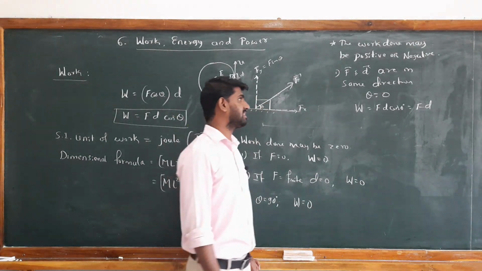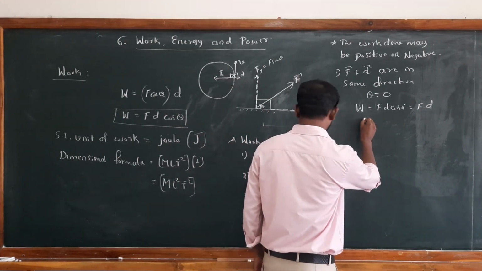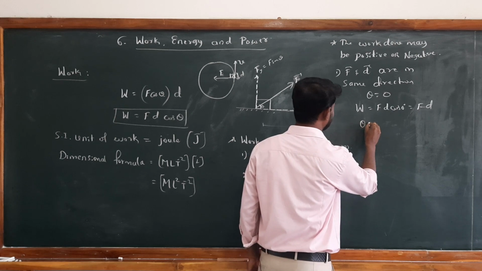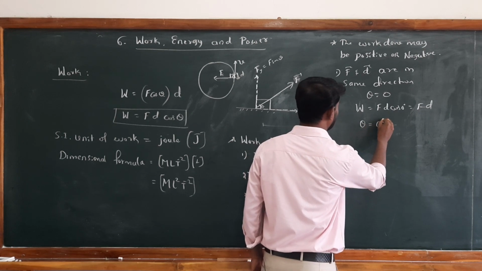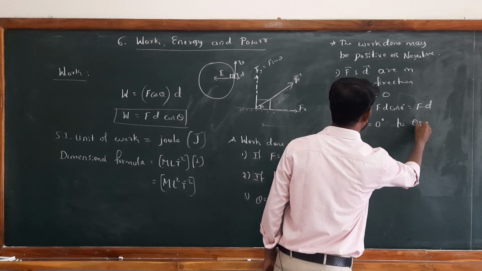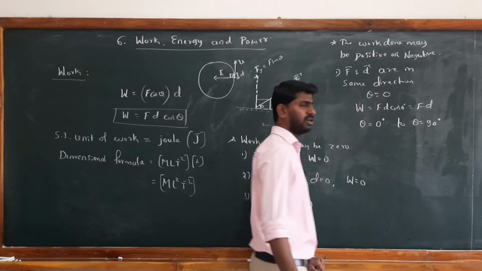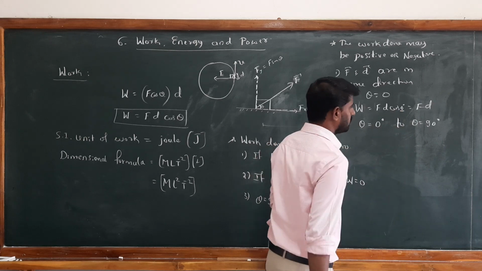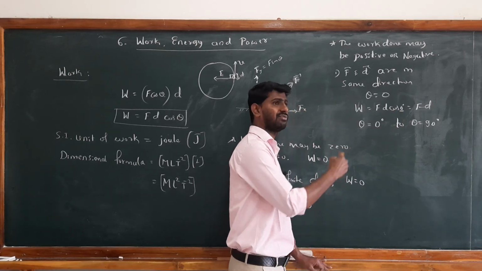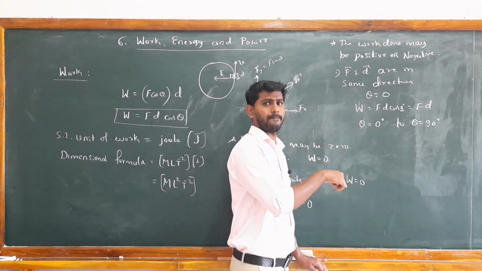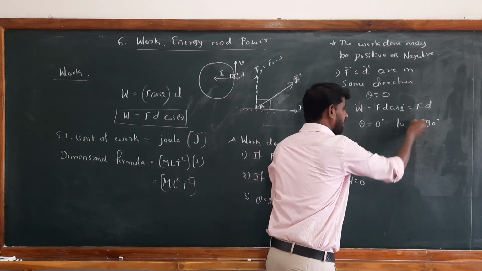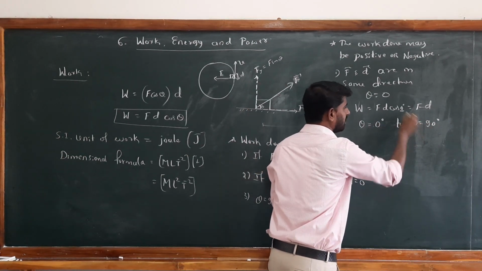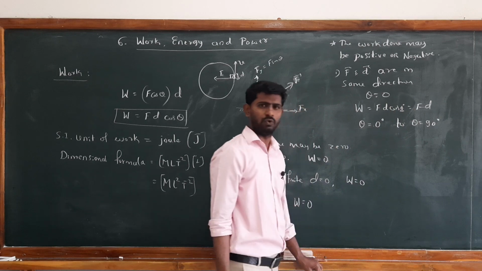I can say if theta is between 0 degree and 90 degree, you can get the work done positive, because cos of 0 is 1 and cos of 90 is 0. So between 0 and 90, you can get the positive work done.